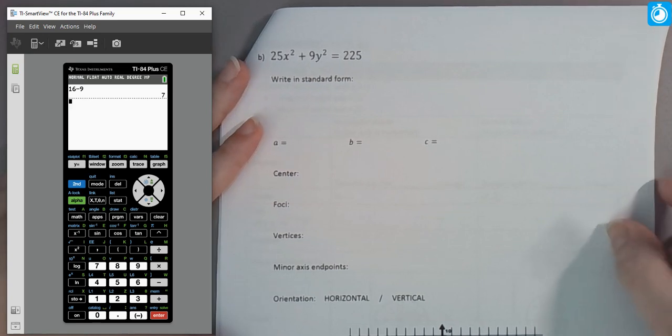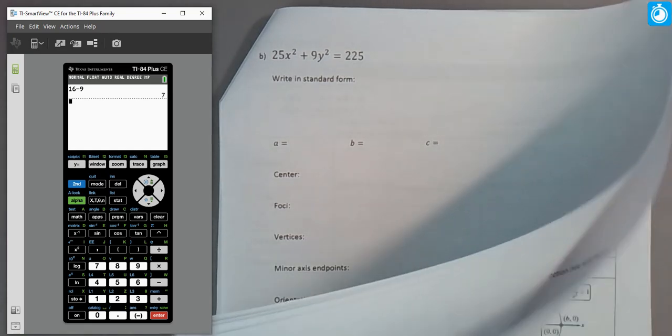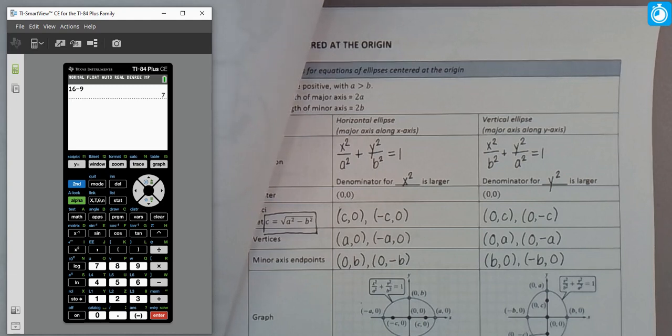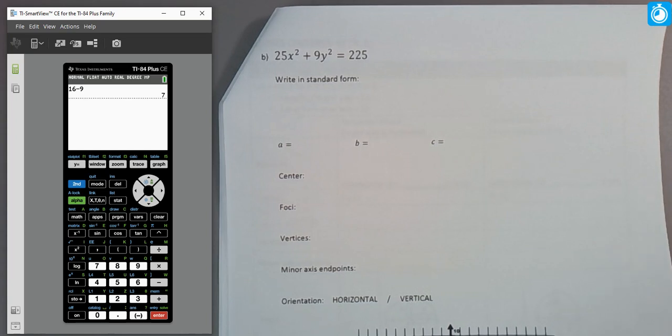Now you'll notice this equation is not structured the same way as the previous equation. In order to use what we think of as these formulas, the hallmark of this equation is we have x squared plus y squared. The addition is important. But notice we also have a 1 on the right-hand side of the equal sign. So in this case, we don't have a 1.